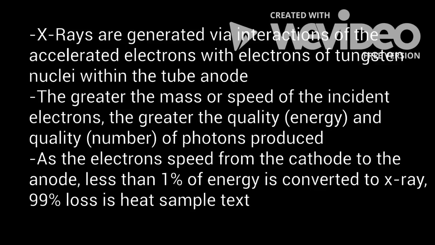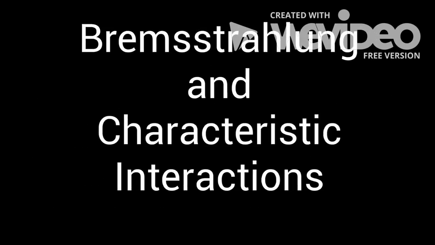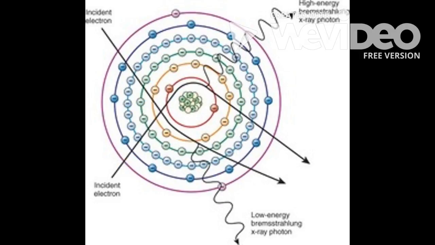99% is heat. The two target interactions that produce X-ray photons are Bremsstrahlung and characteristic interactions. Less than 1% of total kinetic energy of the incident electrons produce these interactions. Brems interactions are the more commonly occurring of the two interactions.